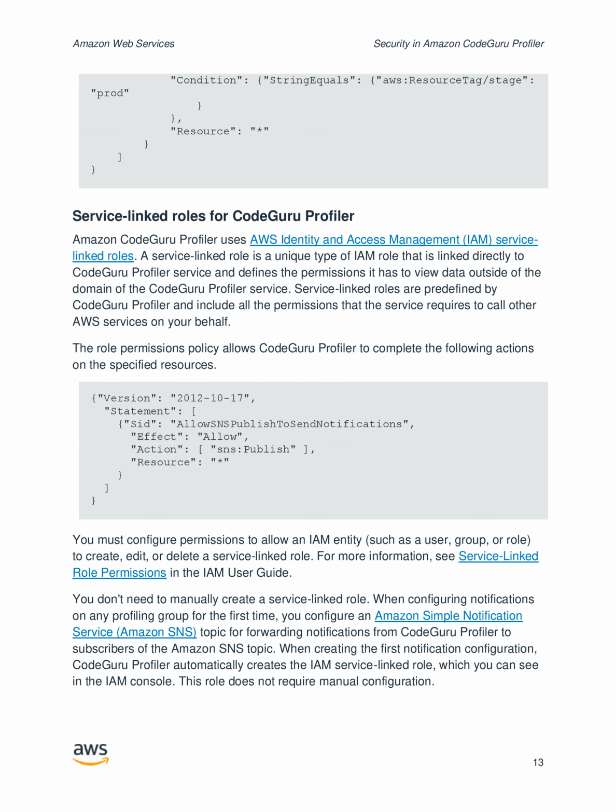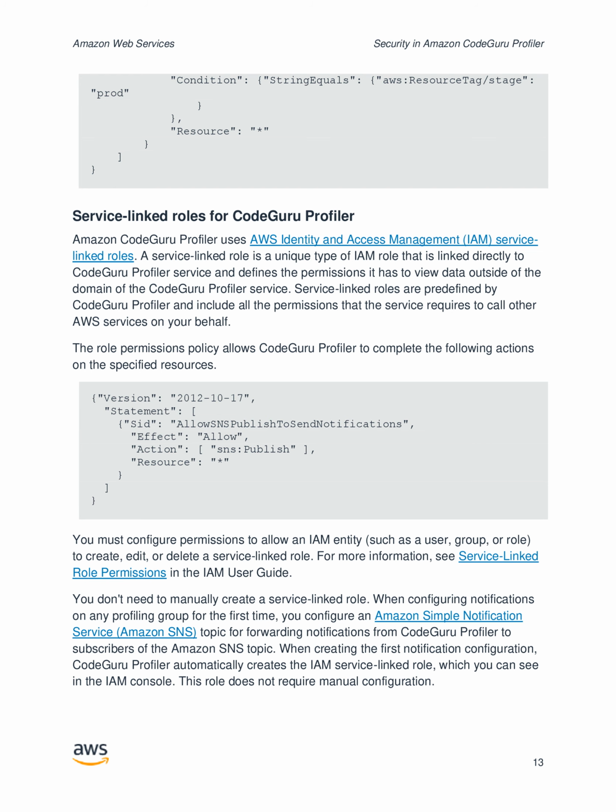Amazon CodeGuru Profiler uses AWS Identity and Access Management (IAM) service-linked roles. A service-linked role is a unique type of IAM role that is linked directly to the CodeGuru Profiler service and defines the permissions it has to view data outside of the domain of the CodeGuru Profiler service. Service-linked roles are predefined by CodeGuru Profiler and include all the permissions that the service requires to call other AWS services on your behalf. The role permissions policy allows CodeGuru Profiler to complete the following actions on the specified resources.